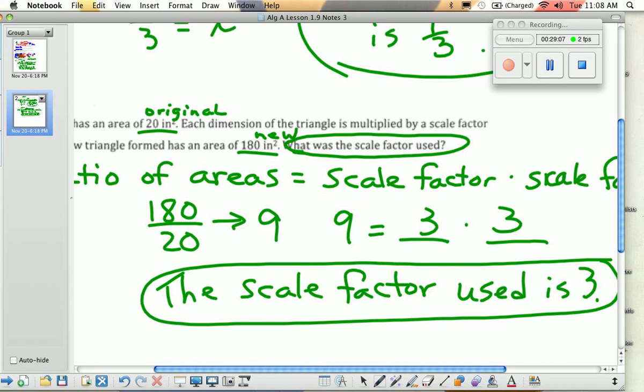Do we feel good about our scale factor? Should it be greater than 1? Yes. Why? Because it got bigger. So the scale factor better turn out to be greater than 1. Okay. Questions left that we need to answer?